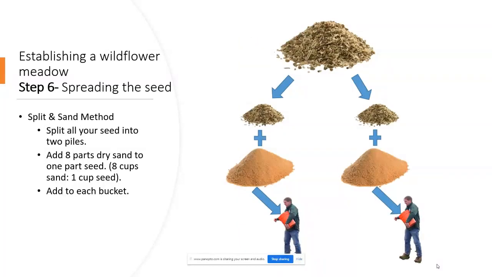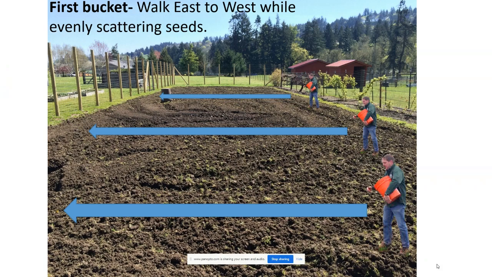This is a method called the split and sand method. So basically you have all the seed that you're going to plant for your wildflower meadow. You split that pile into 2 separate piles and you add your filler material. And this is basically 8 parts of your filler material to 1 cup of seed. And you want to add each of those mixtures to a bucket. So you're going to end up with 2 buckets, and there's a reason for this.